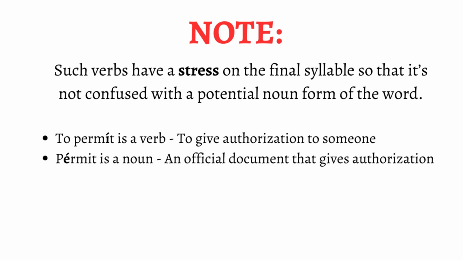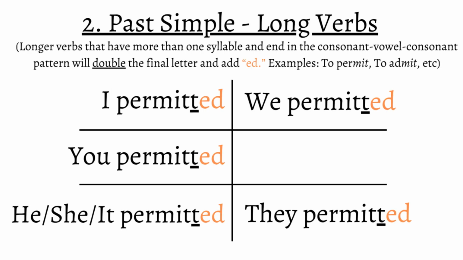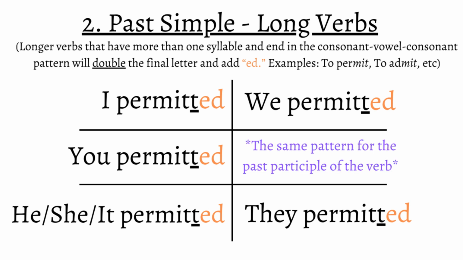Like, to permit is a verb meaning to give authorization to someone, but permit is a noun meaning an official document that gives authorization. This is something to watch out for due to the stress and pronunciation. Anyhow, to permit in the past simple will look like this: doubling the final letter, adding -ed, and its pronunciation is permitted. It's also the same pattern for the past participle of the verb.